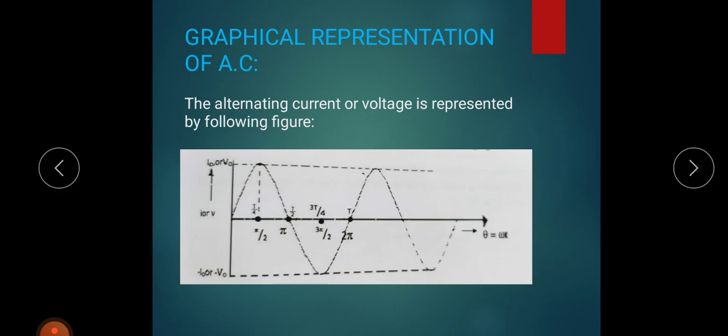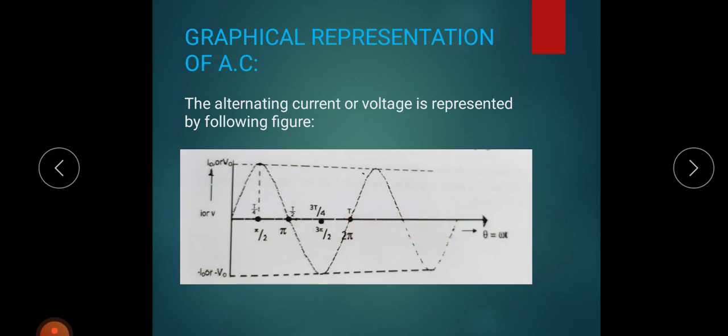Next, the graphical representation of the alternating current, which is indicated in the form of a sinusoidal wave. Here the alternating current or voltage is represented by the following figure. The instantaneous value of current or instantaneous value of voltage is taken along the y-axis, and the time or angle is taken along the x-axis.